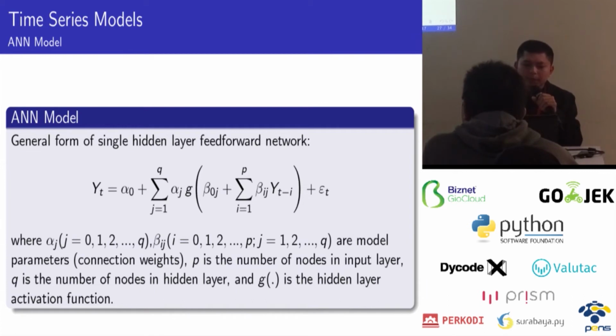In the neural network, we still use the same variables to model Yt. We model Yt using the values of Yt with different time lags. But the model is different because there is a non-linear term here, where g is the activation function. We can use many activation functions like ReLU, hyperbolic tan, or logistic sigmoid.